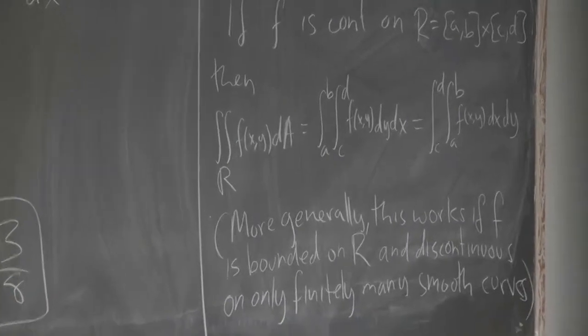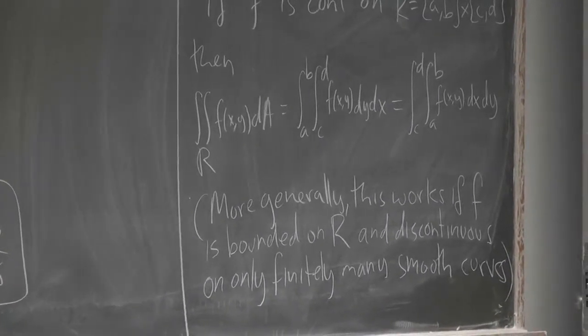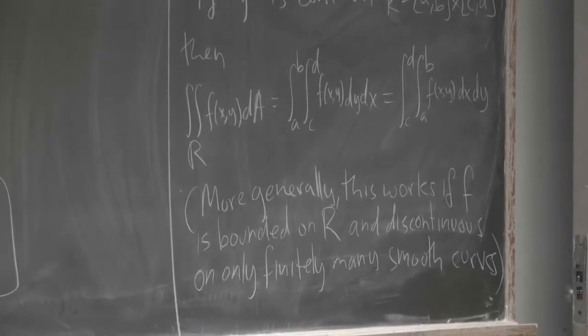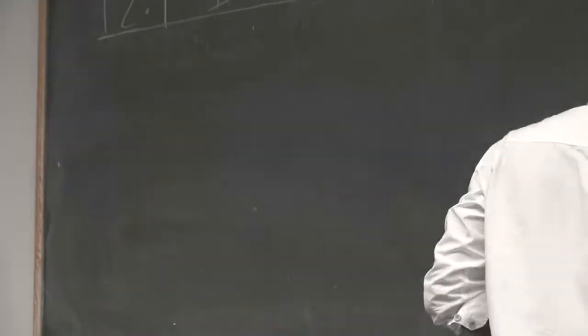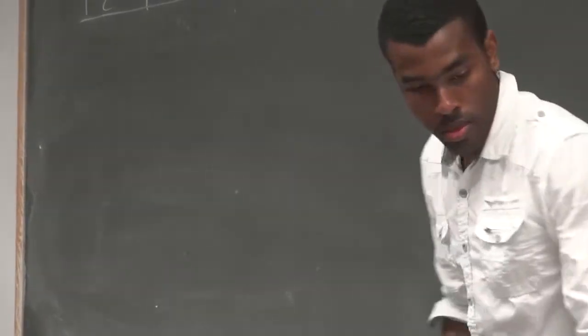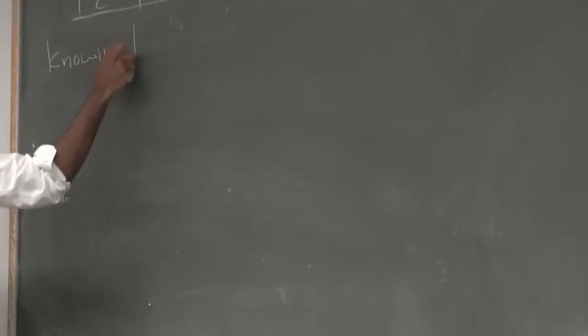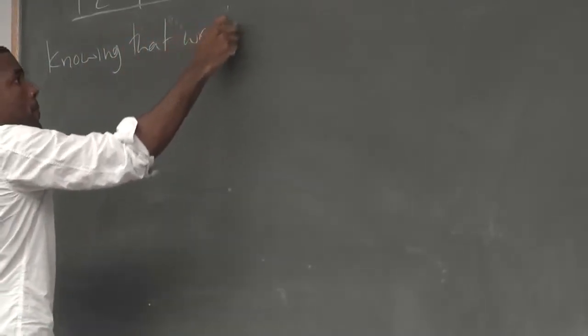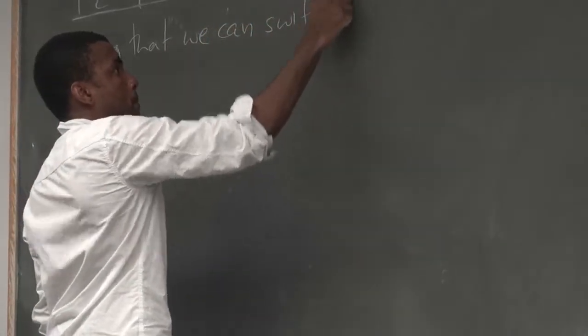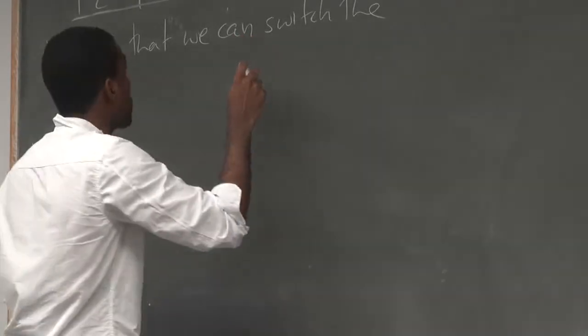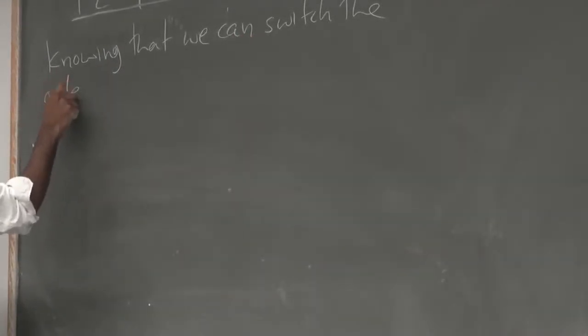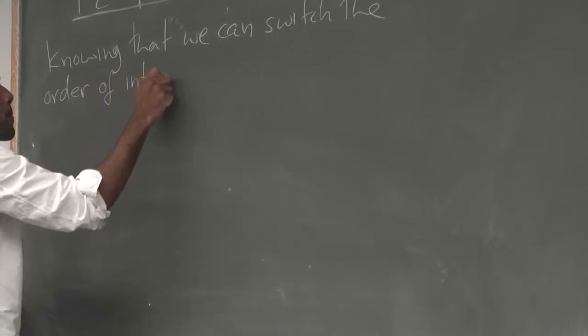It doesn't matter what order. And sometimes it actually makes a difference what order you pick. Let me show you an example where. So for constants, if they're always the same, why would you choose one over the other? I'm going to show you an example. More generally, this works if f is bounded on R and discontinuous on only finitely many smooth curves.